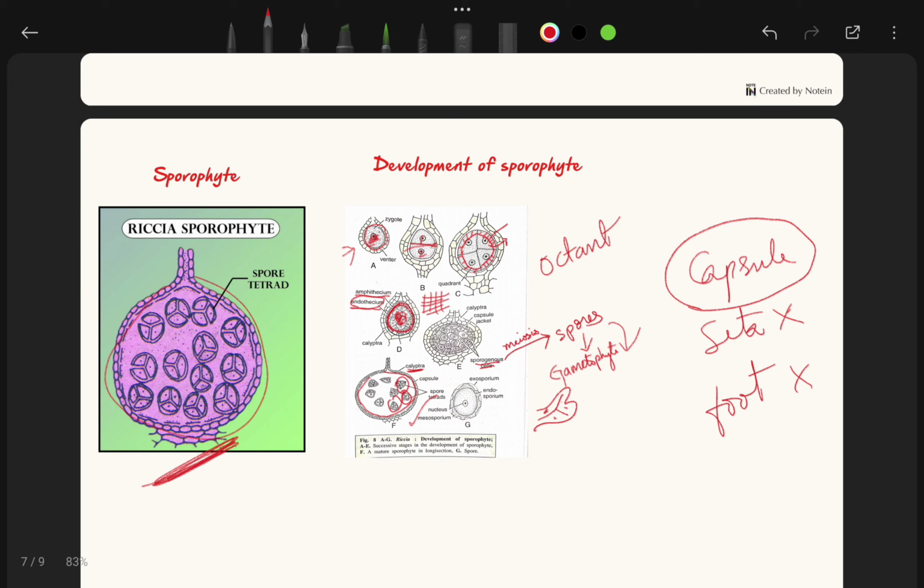It is globular in structure. It has a single layered capsule wall, and it is enclosed by a structure known as the calyptra. And foot and seta are completely absent in case of the sporophyte of Riccia.